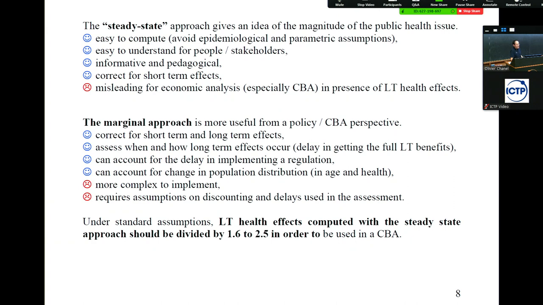So under standard assumptions, long-term health effects that are computed with the first approach, the steady-state approach, can enter a cost-benefit analysis, but the long-term effect should be divided by a factor between 1.6 and 2.5, depending on the assumption made, to enter directly the cost-benefit analysis.